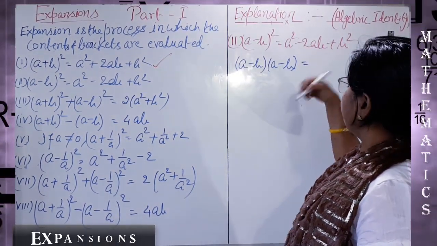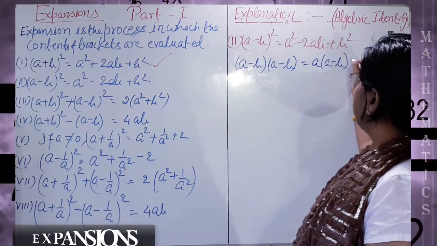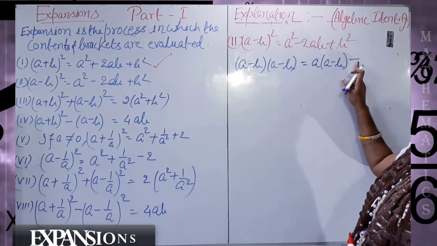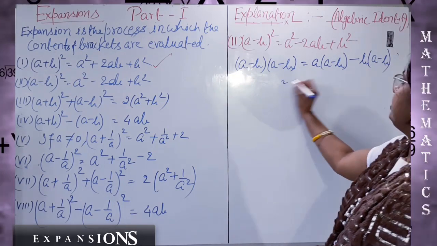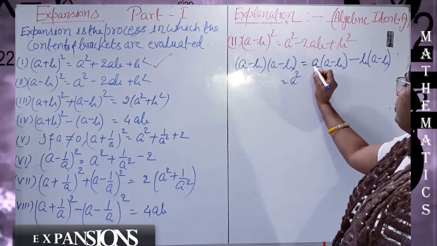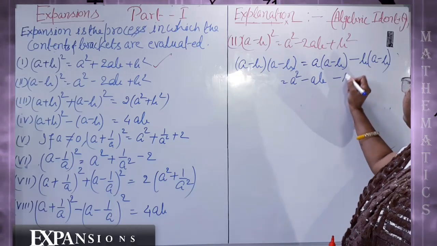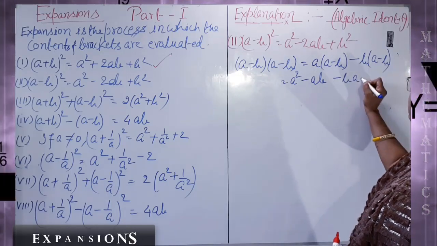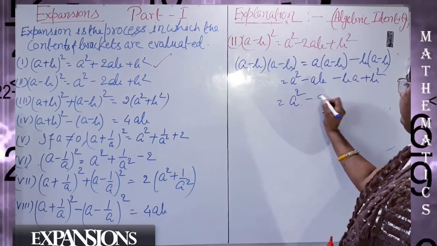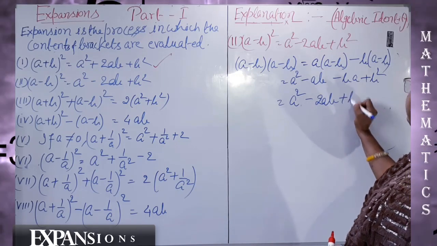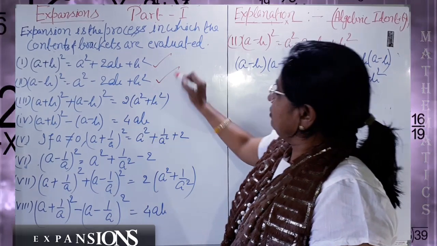Now it is the same as the previous factor: a into (a minus b), with the minus symbol there, so put minus b into (a minus b). Now multiplication gives a square minus ab minus ba plus b square. It means a square minus 2ab plus b square. Now the second number is proved.